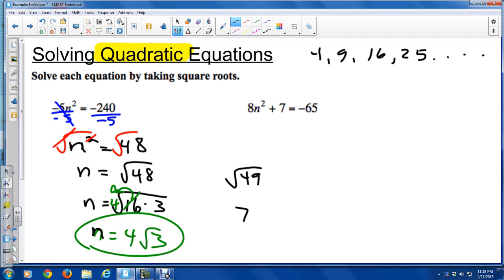But how else could I get 49 by multiplying a number by itself? I know, it seems like a trick question. But somebody's going to tell me, hey, if I take negative 7 times negative 7, that also gives me a positive 49, right?